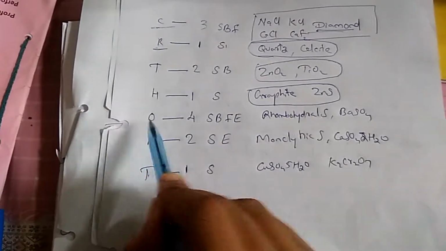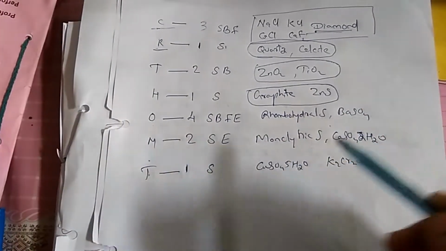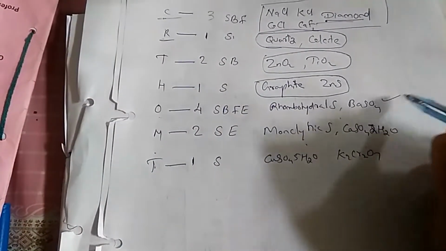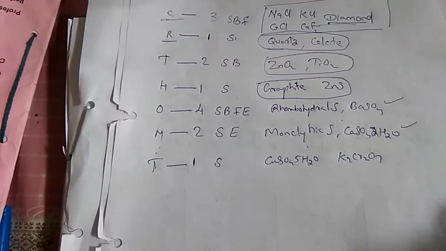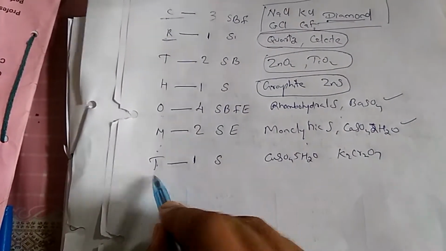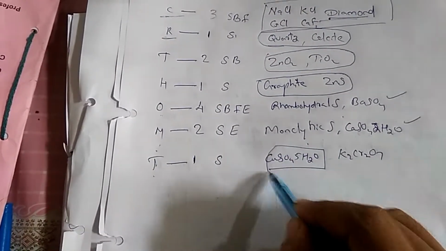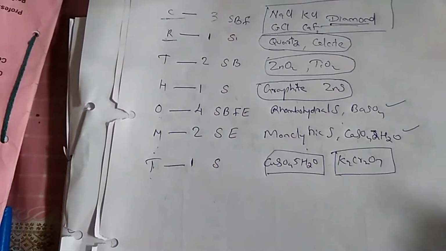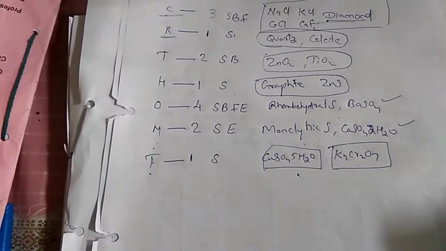The orthorhombic crystal system has sulfur, and the monoclinic crystal system has monoclinic sulfur. Among sulfates, barium sulfate is orthorhombic, but calcium sulfate 2H2O is monoclinic. In the triclinic crystal system, there are copper sulfate 5H2O, those blue crystals, as well as potassium dichromate, which is common in every chemistry laboratory. Both of these are in the triclinic crystal system.